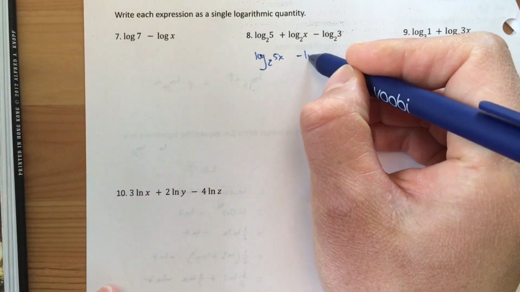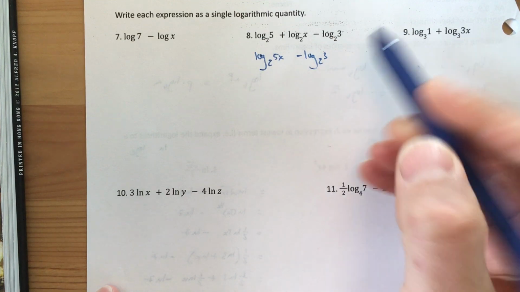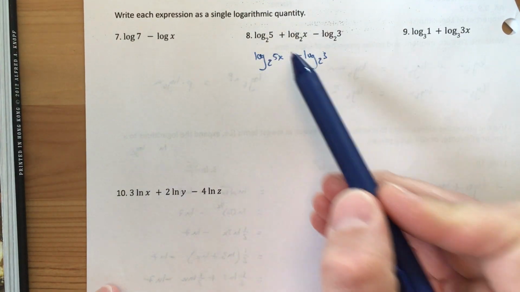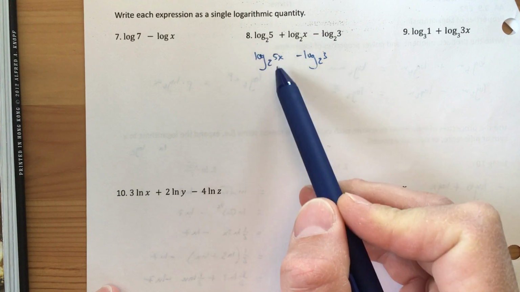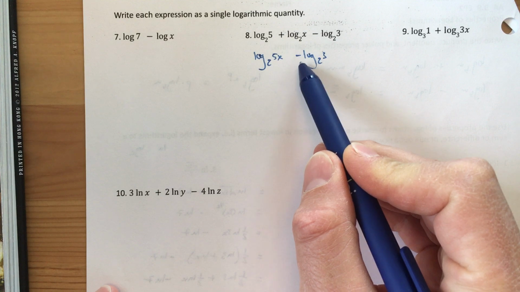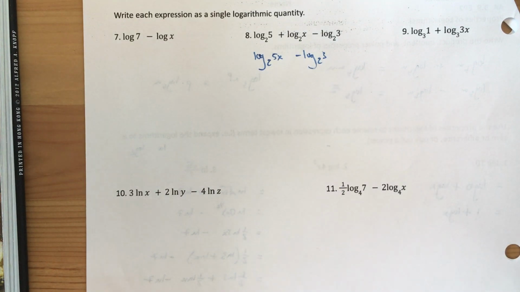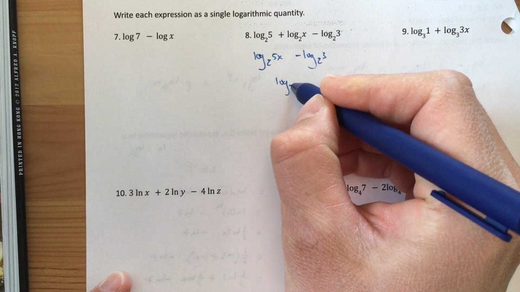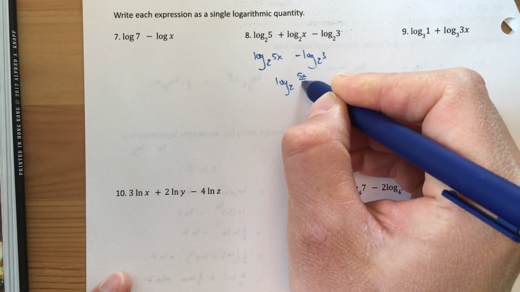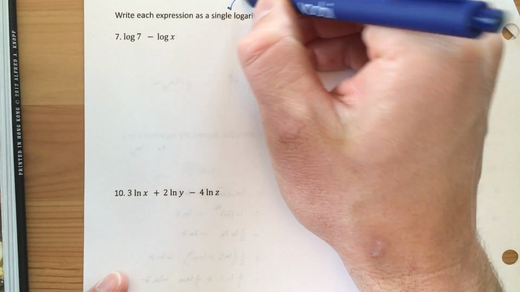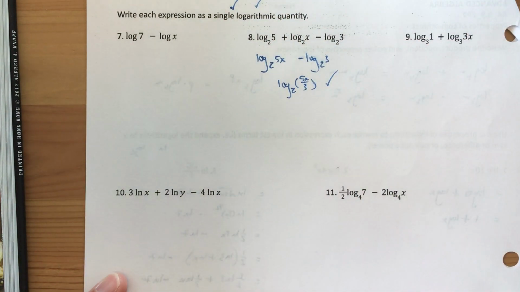And then I'm subtracting log base 2 of 3. So I combine these two by multiplying the 5 and the x. I know if you add two logarithms with the same base, it combines to one logarithm, multiply the stuff inside. However, if I subtract two logarithms with the same base, I should divide 5x by 3 to get log base 2 of 5x over 3. Now I've combined it into a single logarithmic quantity.